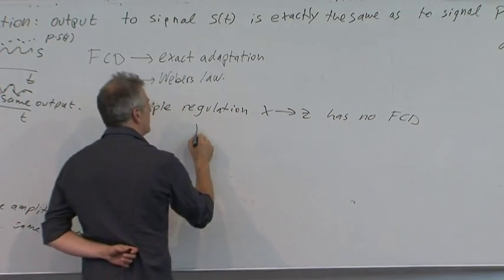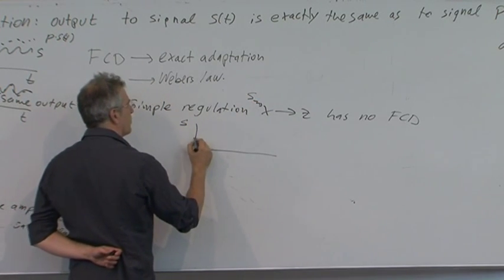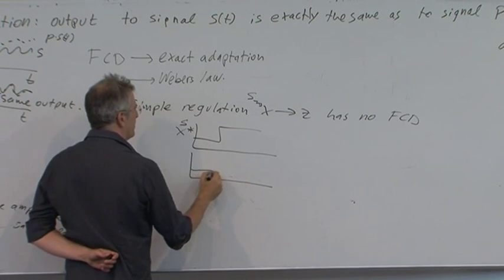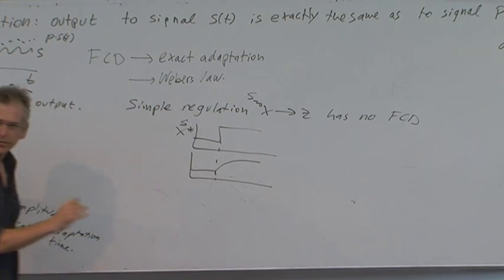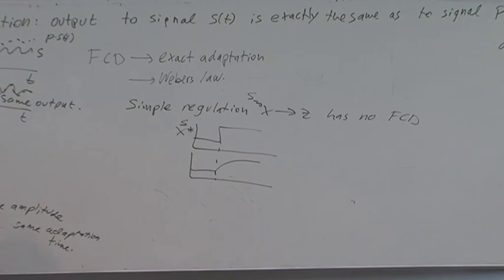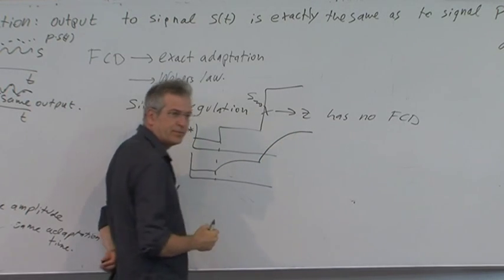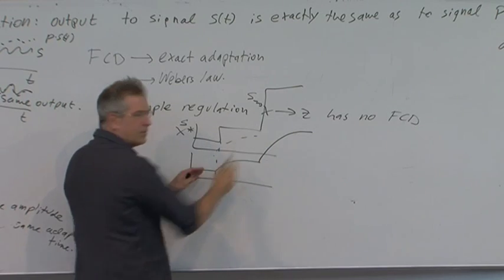Let's analyze why. Our input signal here makes X active. And what happens to Z? It rises up, right? Like this. You know this exponential rise, etc. This doesn't have fold change detection, of course. First of all, you can see it has no exact adaptation. It can't have fold change detection. It just goes up. If I make another step here, it'll go up. If I take this curve and put it here, it would look like this.